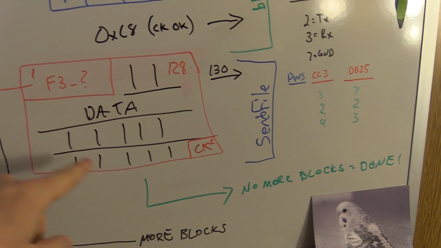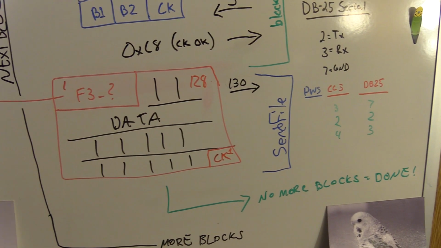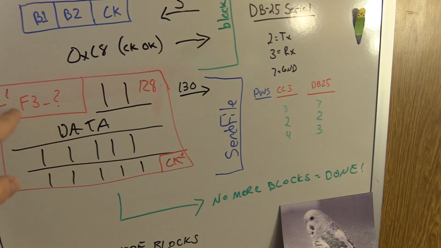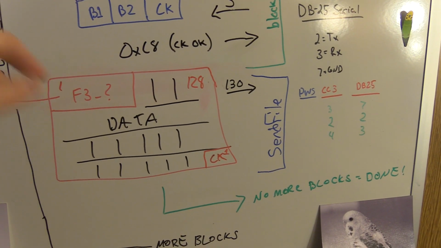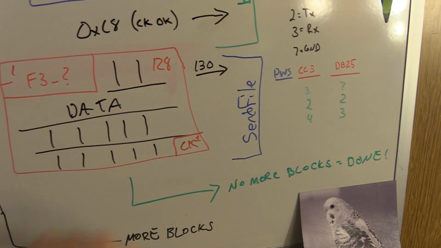This is ASCII data. In this case, I'm not talking about machine language loading. This is just BASIC here. And then you send the checksum. And the control byte that tells it how many bytes are coming along is included in the checksum. So all of this up to this is included in the checksum.